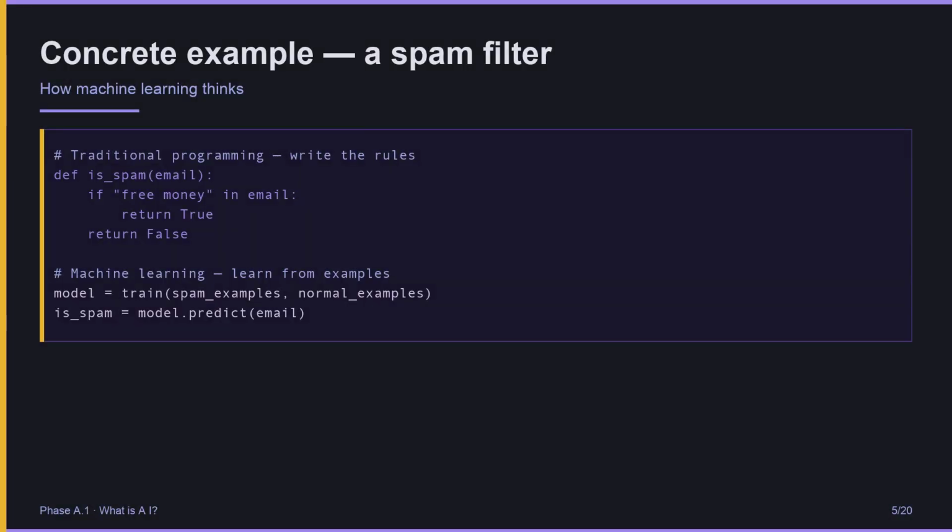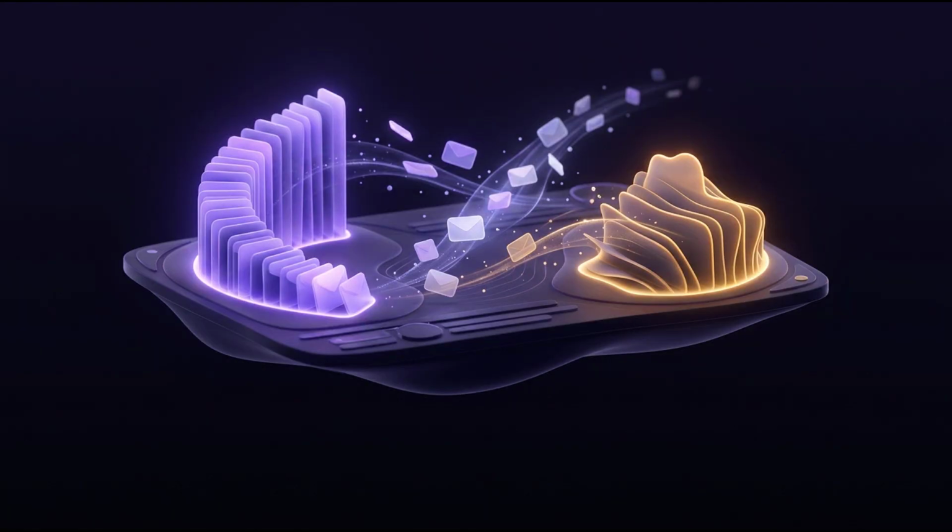Here is the same idea as code. On top, traditional programming. We write a function that checks for specific words like free money. Simple, but rigid. The moment spammers use different words, our rule stops working. On the bottom, machine learning. We do not write rules. Instead, we call train on thousands of labeled examples. These are spam, these are not. The result is a model that can predict whether a new email is spam. We never told it what words to look for. It found them itself.